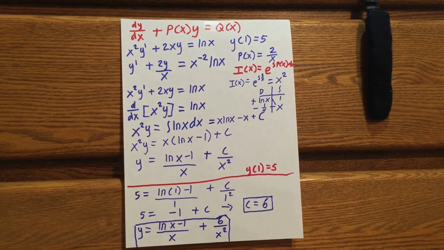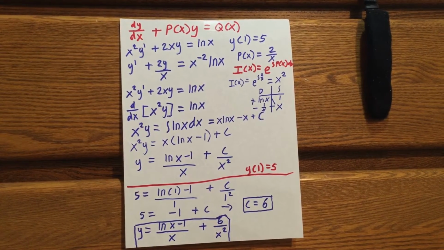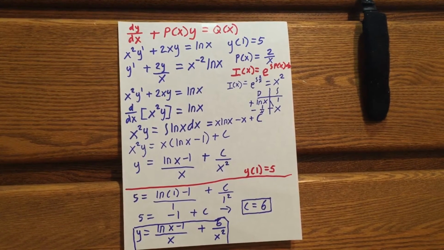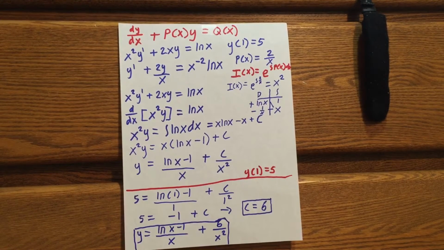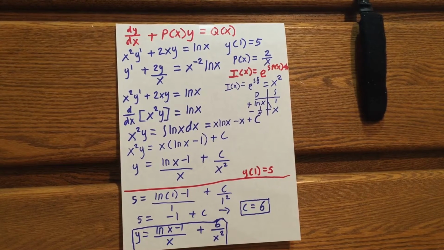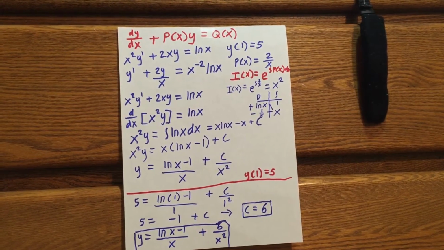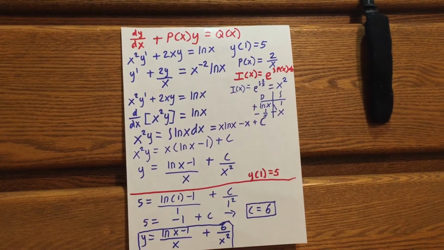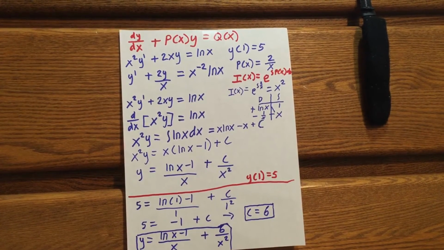And now that I have p of x, I can find I of x. To find I of x, you use the formula located in red right underneath p of x. It says I of x is equal to e to the power of the integral of p of x dx. And so that would mean that I of x is equal to e to the power of the integral of 2 over x dx. Forgot to write a dx right there, but integral of 2 over x dx. And that is equal to x squared.